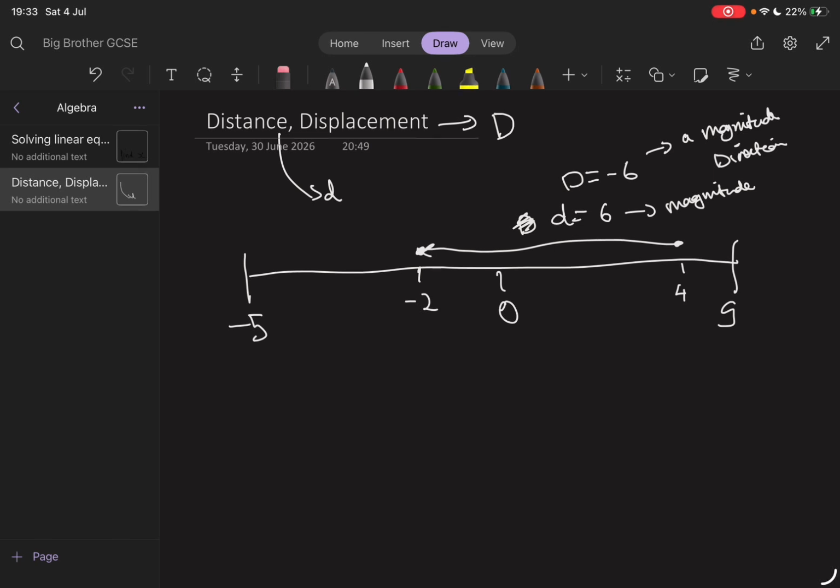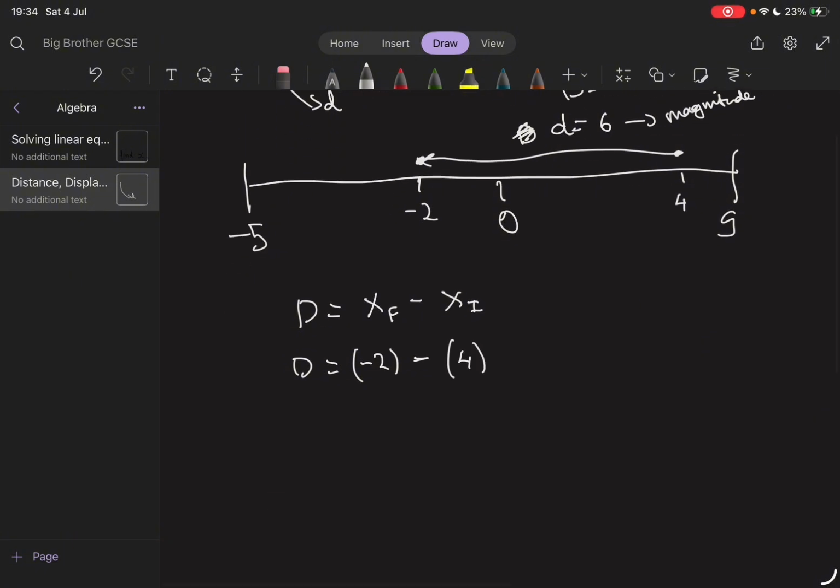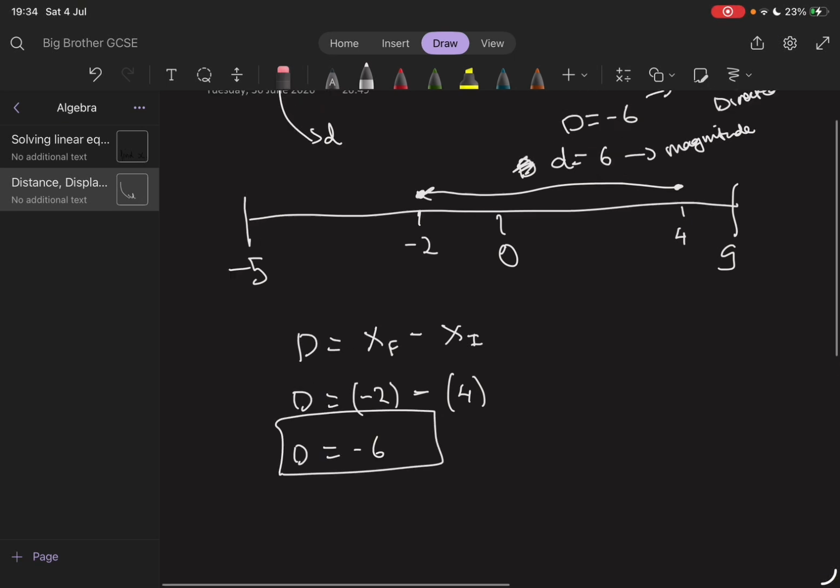So, the formula for this displacement isn't really a formula, but it's just a way to understand it easier. Displacement is equal to the final position minus the initial position. So in this situation, the final position is -2 minus the initial position, which is 4. This is -2 minus 4, which equals -6. That's how we see that the displacement is -6.